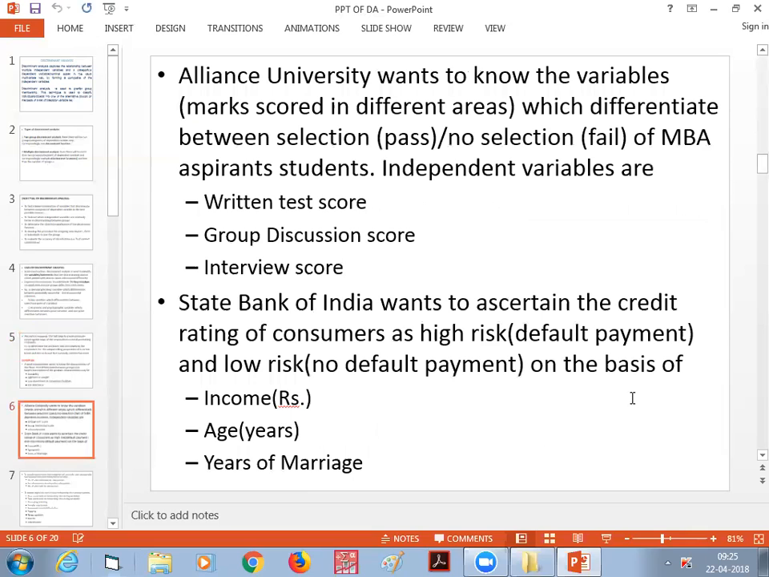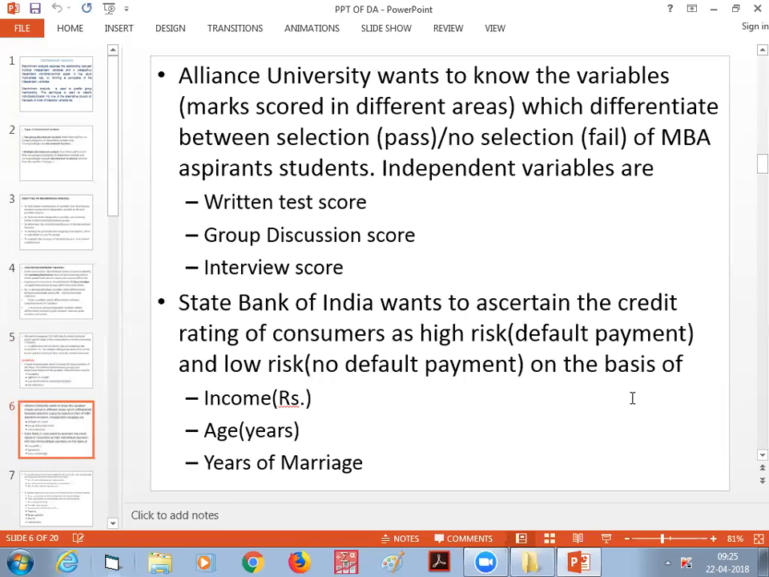The other one I had taken is the admission procedure in Alliance University, how students pass or fail the admission test. Based on the written test score, group discussion score and interview score, which one is predominant? We can find out which one is more influential in saying that the student passes the test and is eligible to join the university. So which variables are more important?